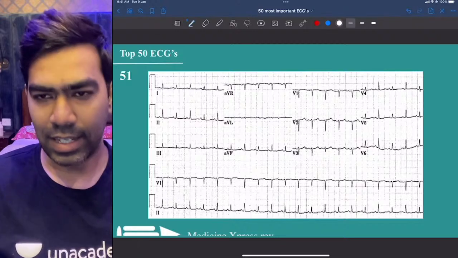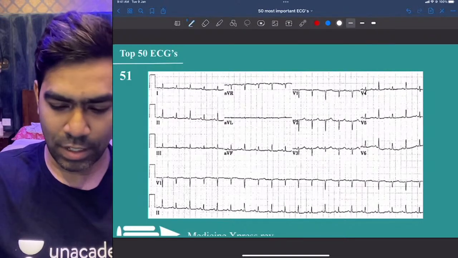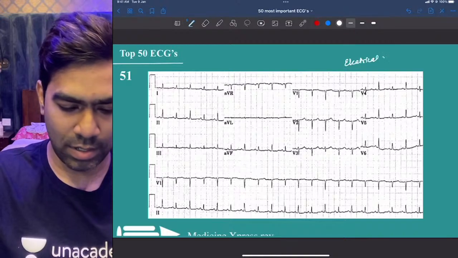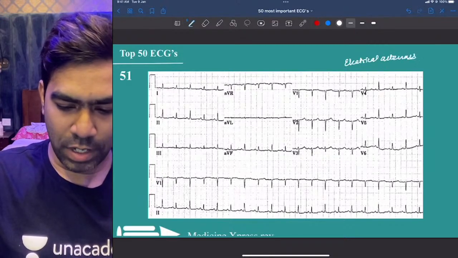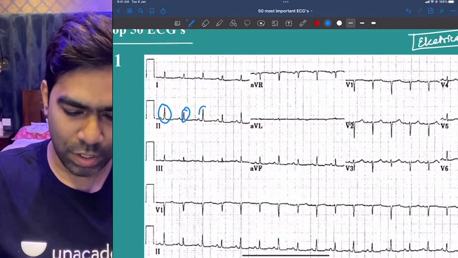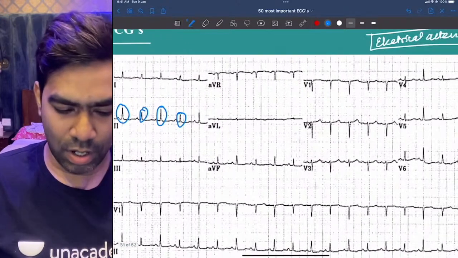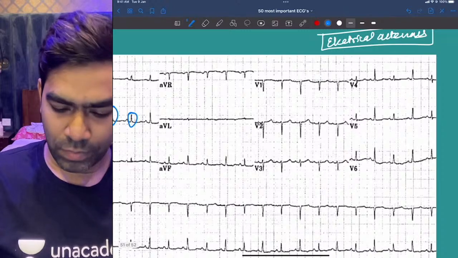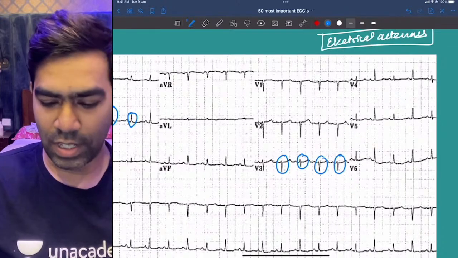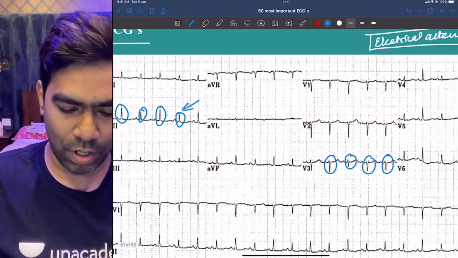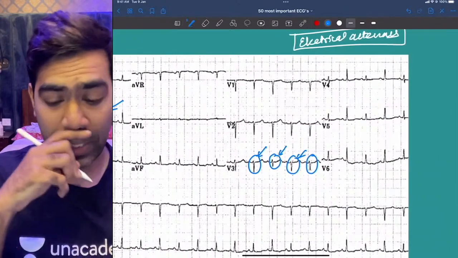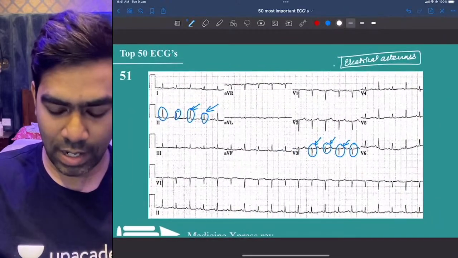And this is another classic EKG, which is suggestive of something called electrical alternans or QRS alternans. What do you mean by electrical alternans or QRS alternans? You're going to see varying QRS amplitude like this, or probably varying QRS axis like this. If you see a varying QRS magnitude or a varying QRS axis, this is what we call electrical alternans.